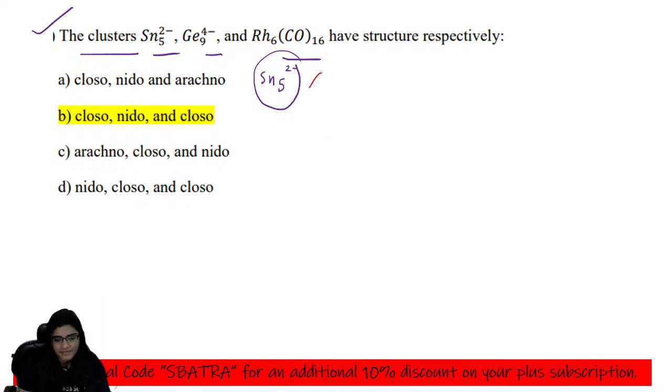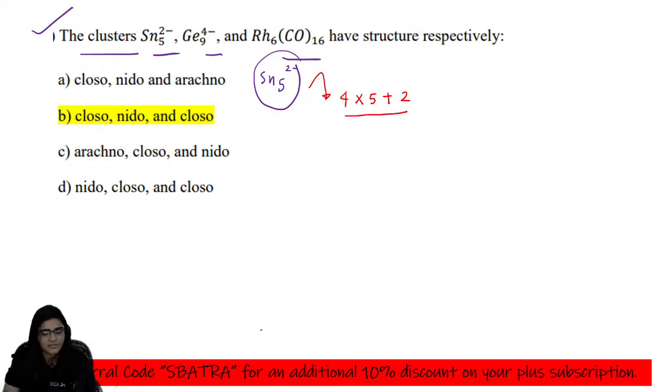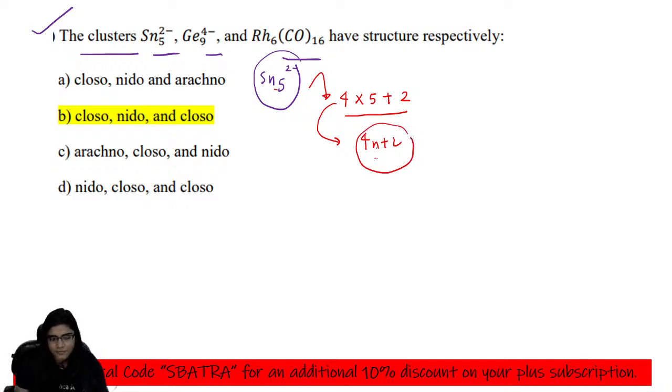How many valence electrons does tin have? We have 4 valence electrons. It belongs to the carbon family. So 4 into 5 plus 2. This is how I can write this particular number of electrons. If I want to calculate the total number of electrons, can I write this in the 4n plus 2 form? Right, because n over here is the number of metals, so the number of metals is 5, 5 into 4 plus 2. So we can write it in 4n plus 2.